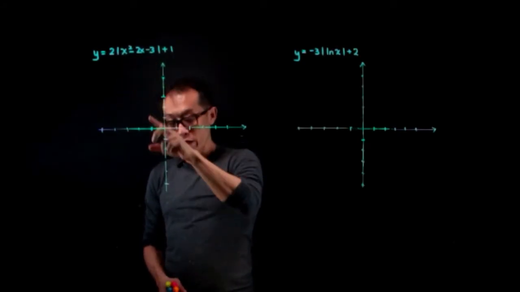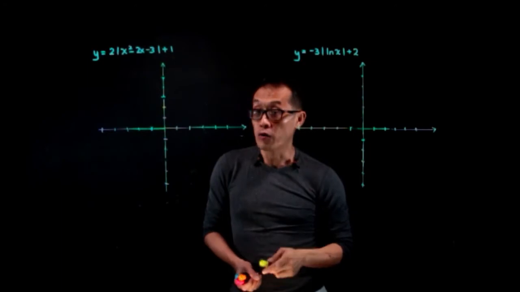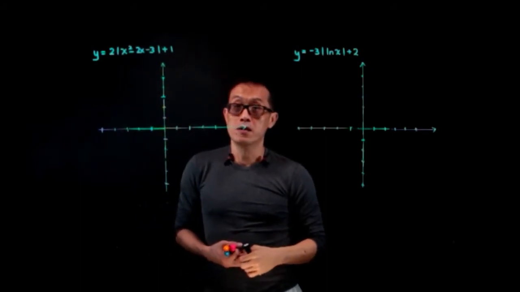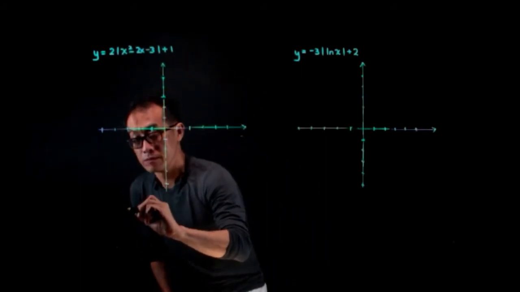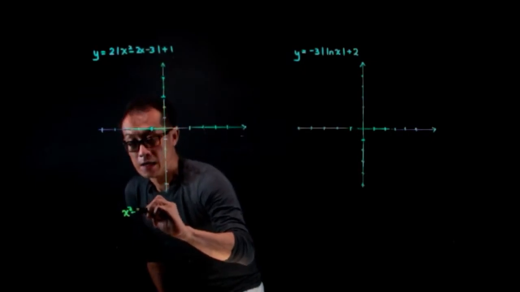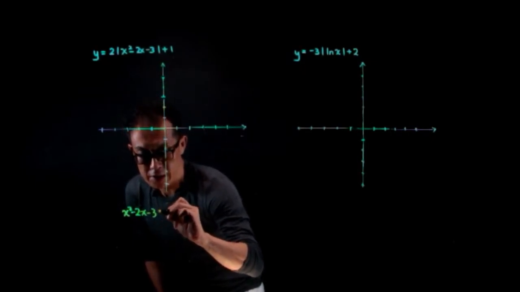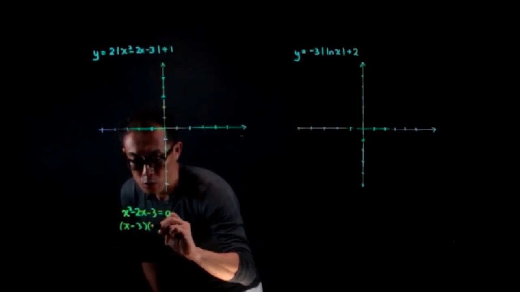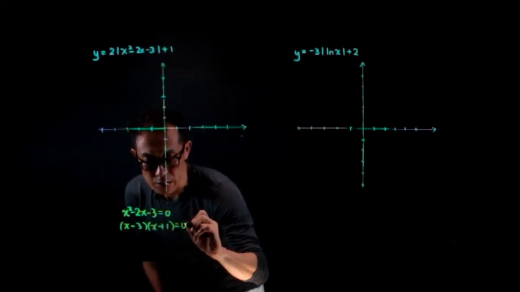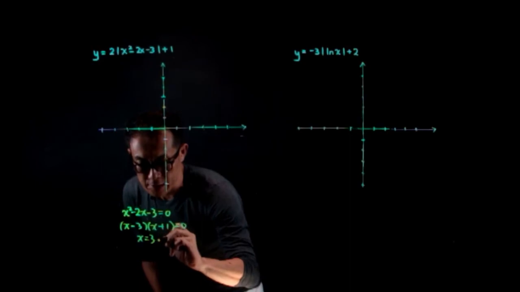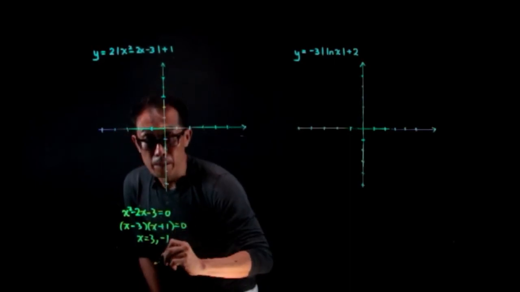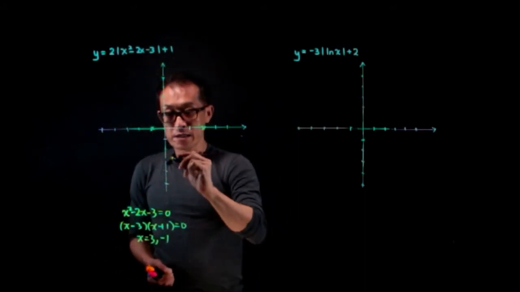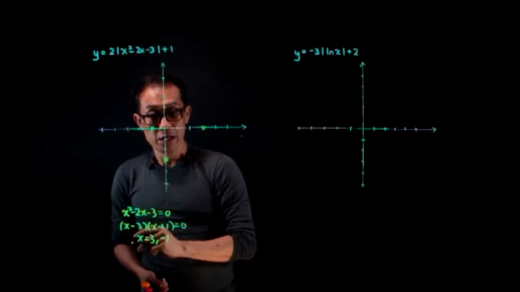Modulus function of a quadratic equation, or rather expression. Now let's draw whatever is inside the mod first. What is inside the mod is this quadratic expression. Now let's find where it cuts the x-axis for this expression. So we do a factorization, will be x minus 3 into x plus 1 equals to 0. So it cuts the x-axis at 3 or minus 1. So here or here. Now y-axis, it cut the y-axis at minus 3.